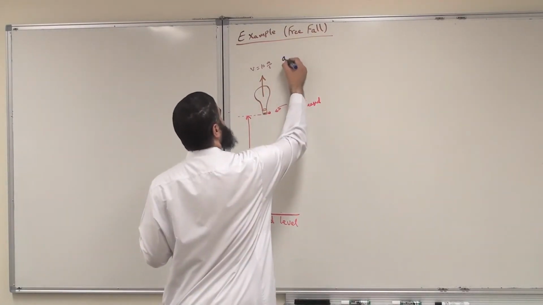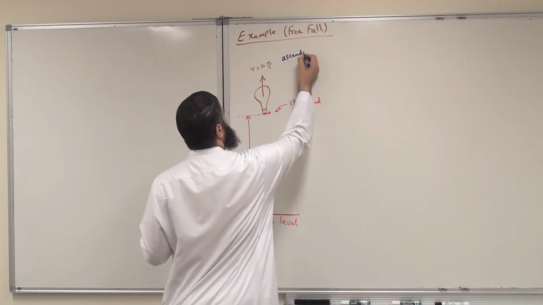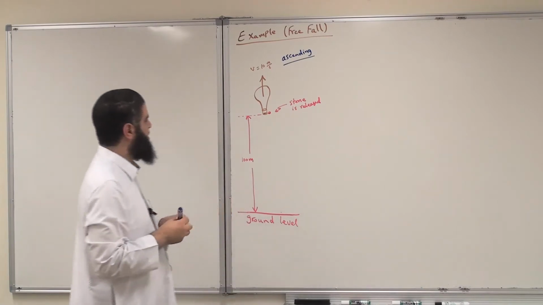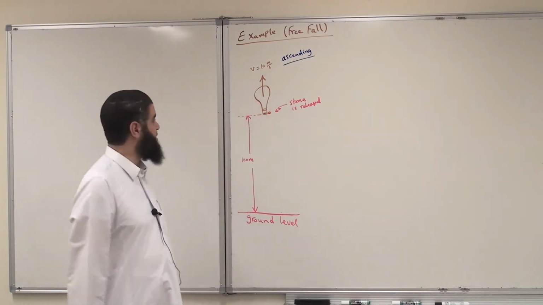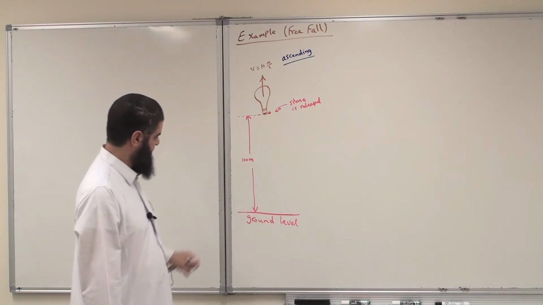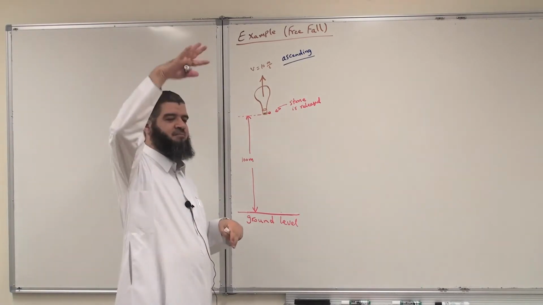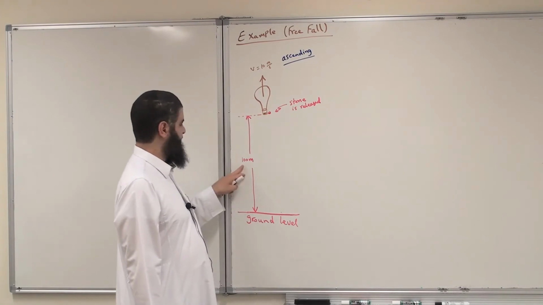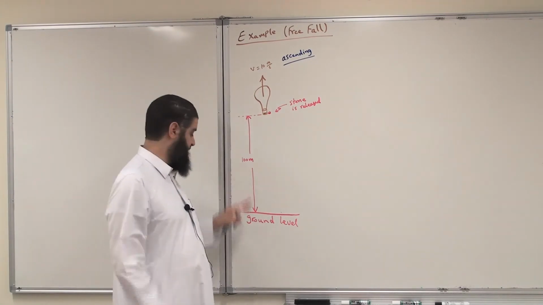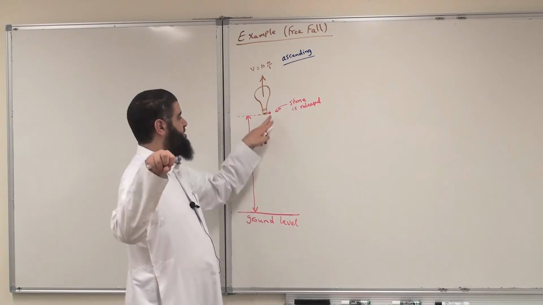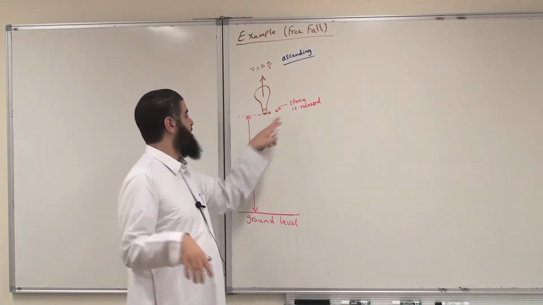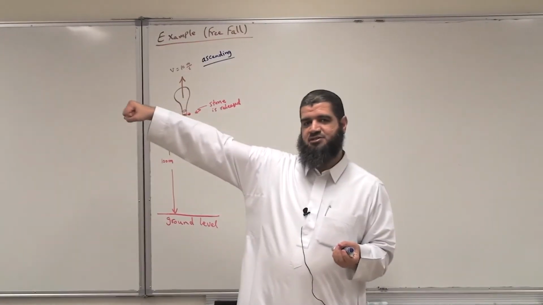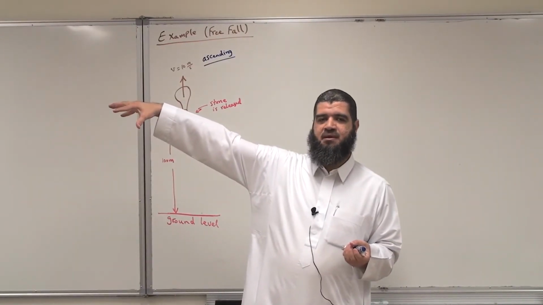Okay, let me write it for you. Ascending means moving upward, and it is moving at a constant velocity of 10 meters per second. So the balloon is going up, and passengers are in this balloon. When the balloon is 100 meters above the ground level, one passenger releases a stone. He has a stone in his hand, and he just releases this stone.